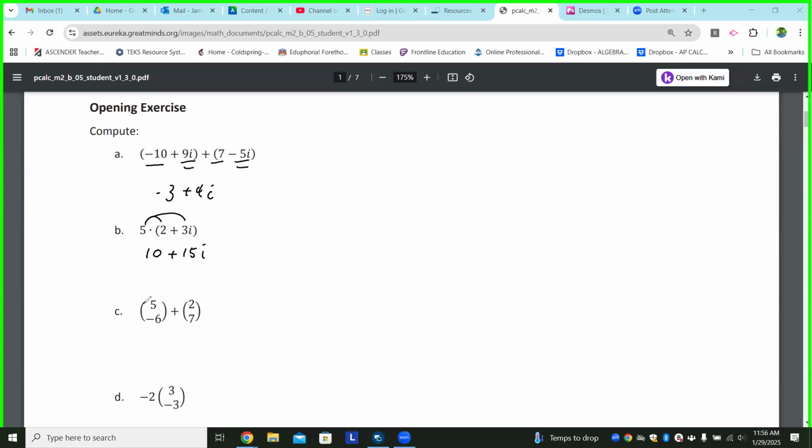What if this was a 2 by 2 and a 2 by 1? Could they be added? No. Since they are the exact same size, I'm going to add their corresponding elements, which means this is row 1, column 1 added with row 1, column 1. So what's 5 plus 2? Negative 6 plus 7, because again, this is row 2, column 1. Questions?